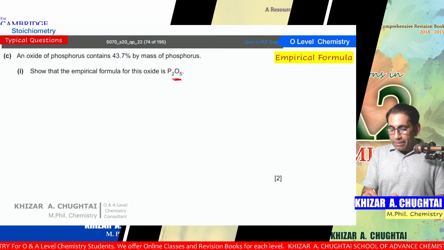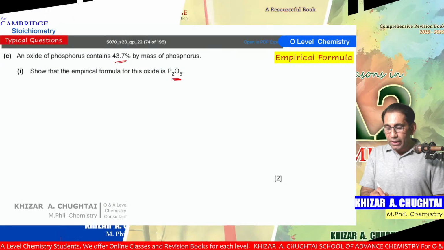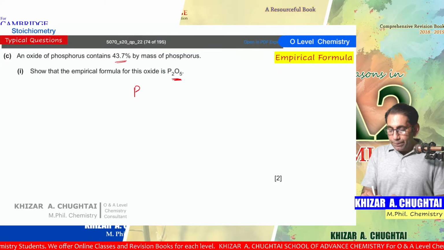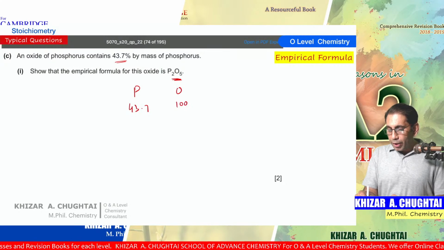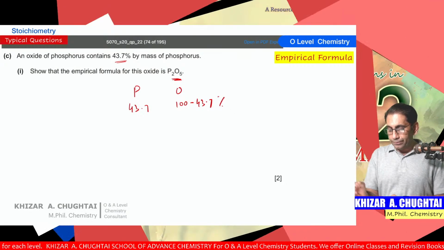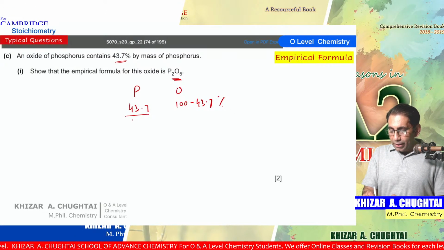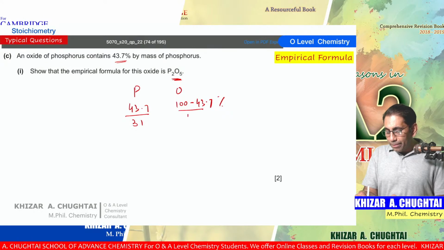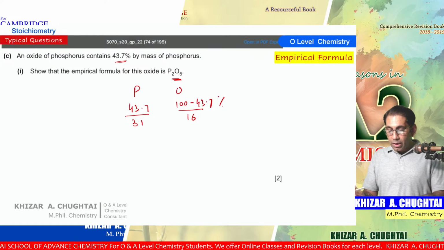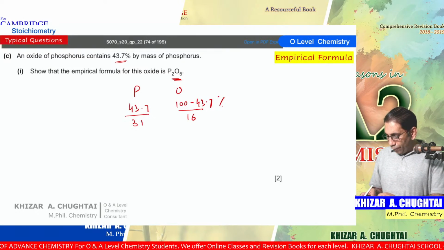Once again, the mass of phosphorus is 43.7%. What will be the mass of oxygen? It will be equal to 100 minus 43.7%. Right? The phosphorus is divided by 31, and the oxygen is divided by 16. Let's see what the answer is.